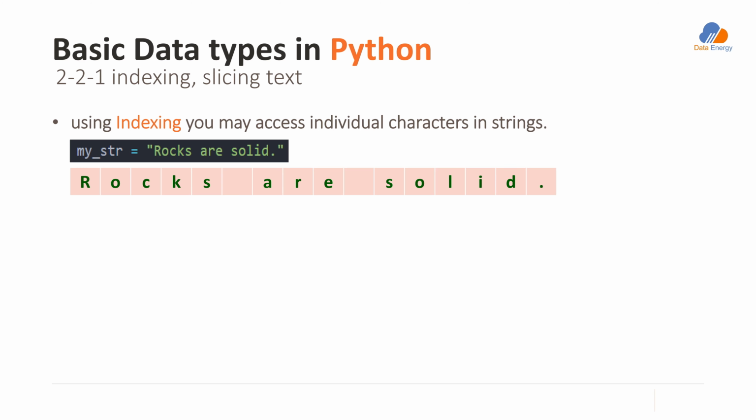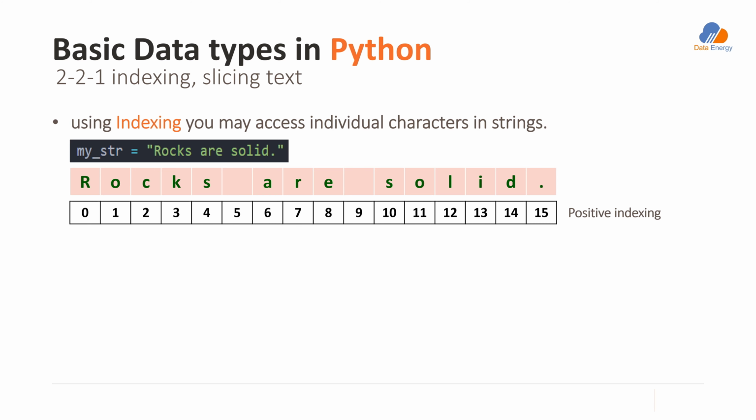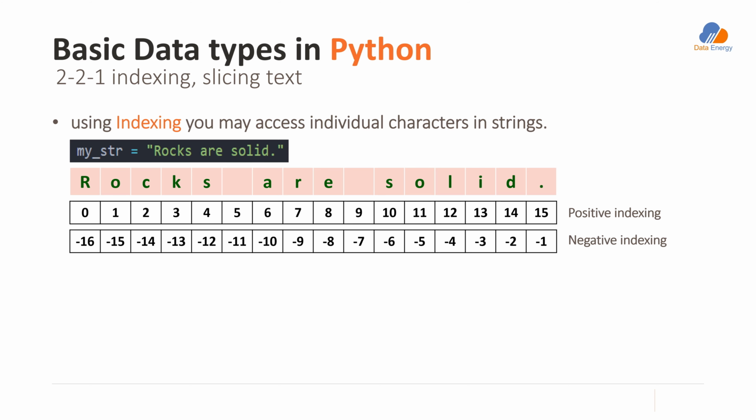Let's look at the my_str variable. "Rocks are solid" is the string data type that is assigned to the my_str variable. Each character occupies a single index place, even empty spaces in the string. There is an important point here. In Python, the index always starts from 0 and continues up to the end of the last character in the string. This is positive indexing. We can also access the elements using negative indexes. The convention for such an index is that the last item is indexed as -1.